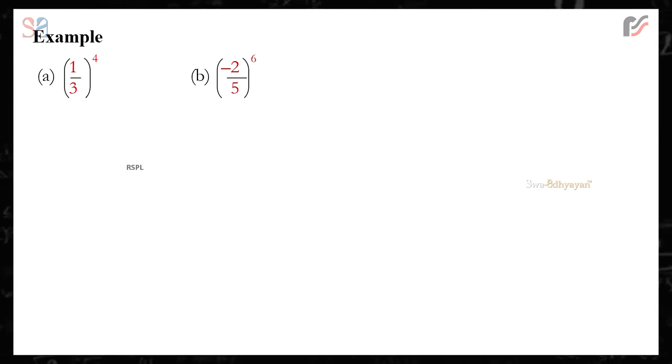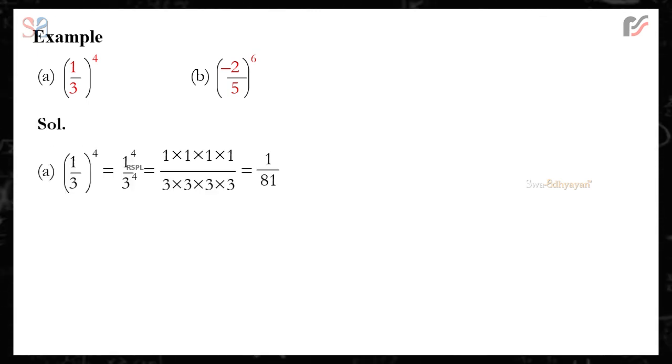Example, evaluate a, 1 by 3 whole raised to the power 4, b, minus 2 by 5 whole raised to the power 6. Solution, a, 1 by 3 whole raised to the power 4, which is equal to 1 raised to power 4 by 3 raised to the power 4, which is equal to 1 into 1 into 1 into 1 by 3 into 3 into 3 into 3, which is equal to 1 by 81.